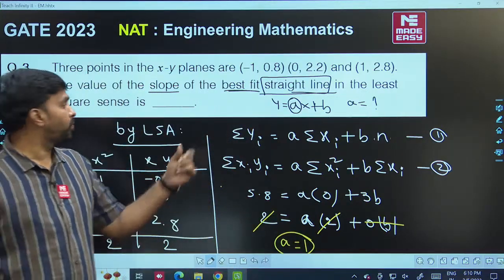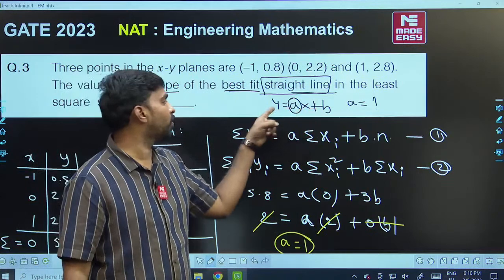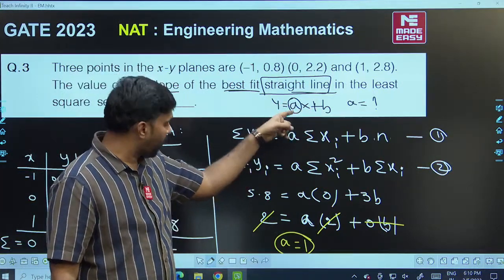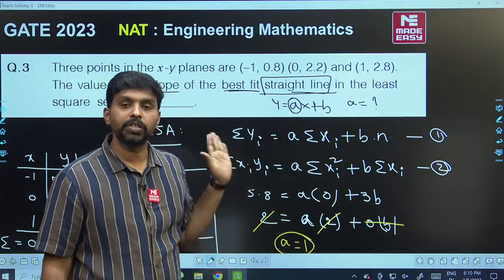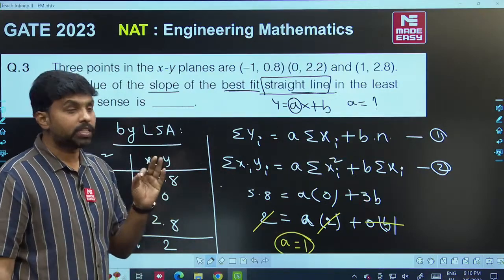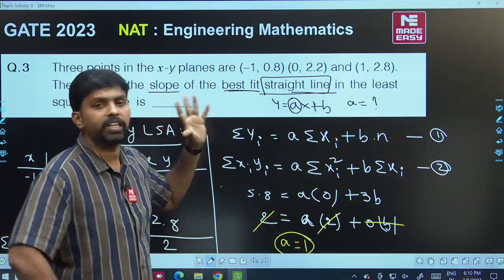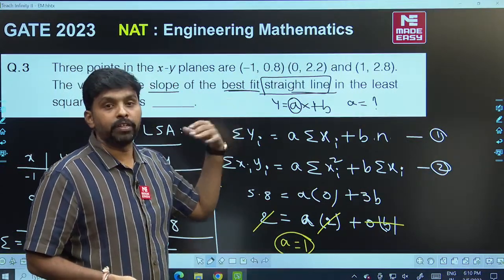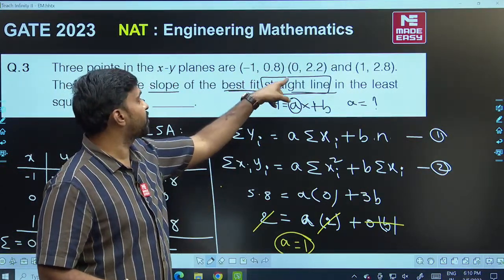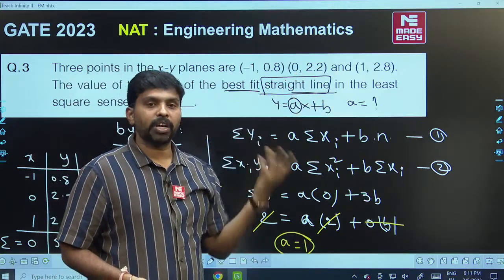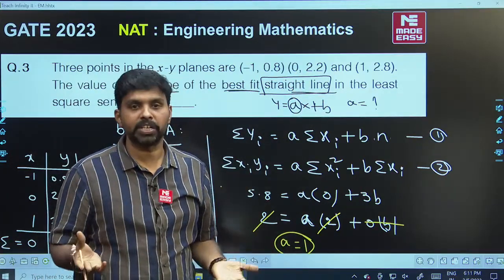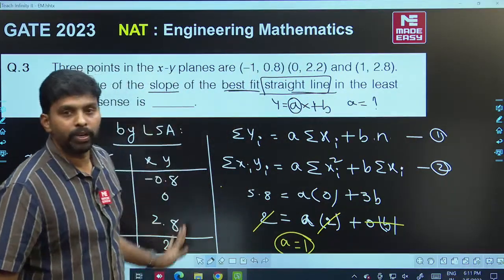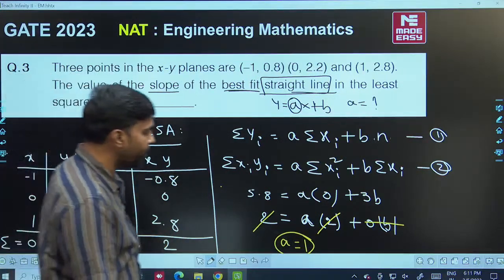So what is the slope of the straight line here? It is a. That a value you are getting as 1 in this question. This is to be understood: differently they asked, but instead of saying regression line, they said best fit. That means you need to fit the straight line by using the concept of least square approximation, which is the same as the regression concept. From that only you will get the answer for it. Okay, right.